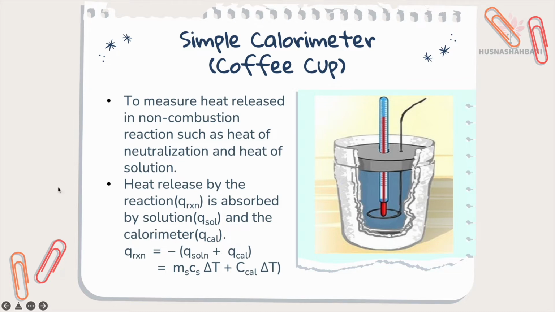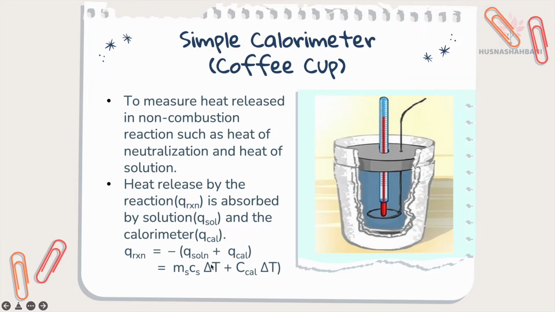So same as the bomb calorimeter, we have water and Q calorimeter, but here your solution might not be water. It is solution, it can be other than water, so Q solution and the Q calorimeter. So here is the equation. Heat released by the reaction is equal to negative, here negative means heat is released, Q solution, heat absorbed by the solution, plus Q calorimeter, heat absorbed by the calorimeter.